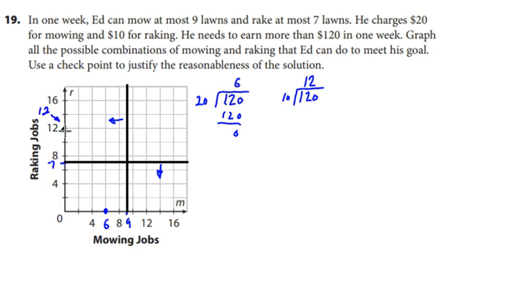And so we start here, go down to 6. So that means that we have to have above this line, which means that our constraints are going to cordon off this area. And then finally it says take a point. So if I go right here, I'm going to call this the point 8 mowing jobs and 2 raking jobs. That's going to have to be at least $120 to prove a reasonable solution.